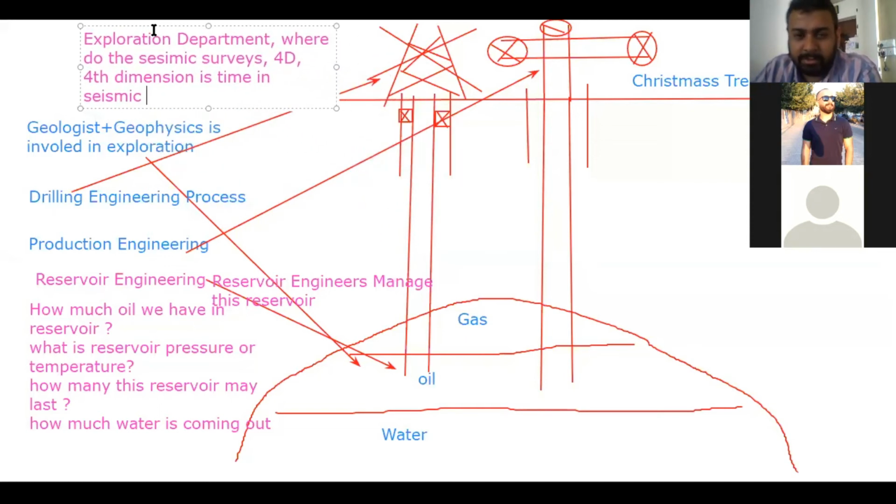This is the introduction to petroleum engineering. So what we will do in this syllabus: one week we will talk about geology, one week geophysics, one week drilling, one week production, one week reservoir. So it's an introduction to petroleum engineering, which will be comprised of all of those parts.